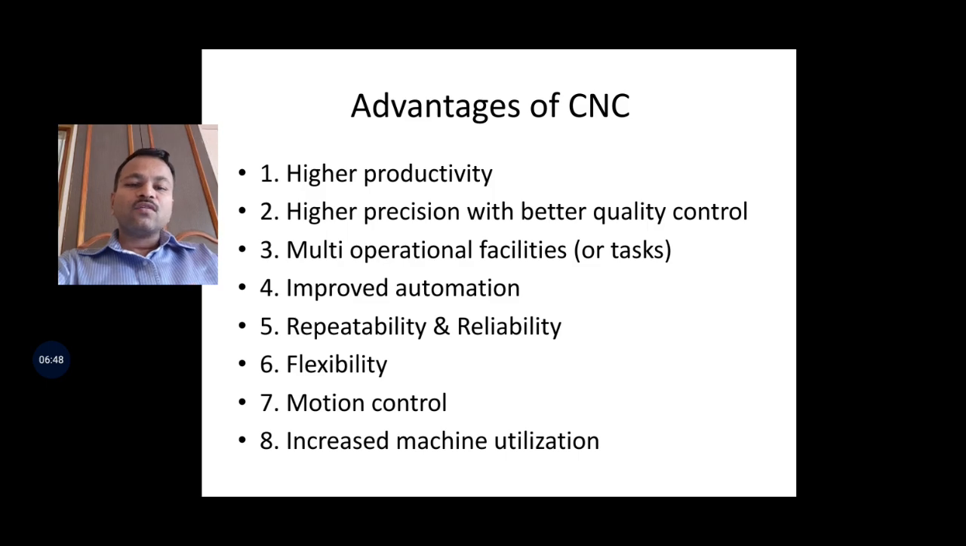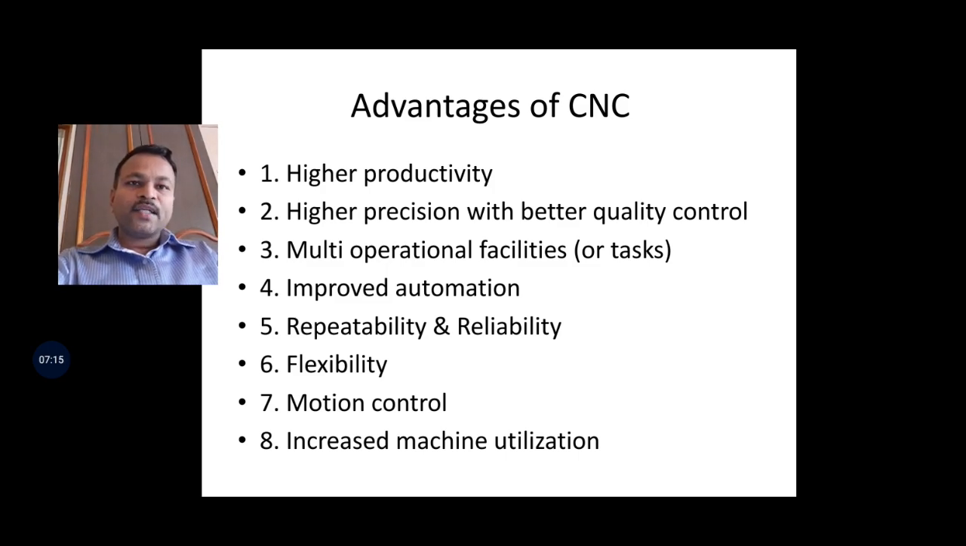So motion control. Motion control means CNC allows the motion of the cutting tool in two or more directions, X, Y, Z, as I told you earlier. You will have better control, because in the conventional machine, the operator has only two hands. X and Y you can control with the two hands. What about the Z? Z is not there.